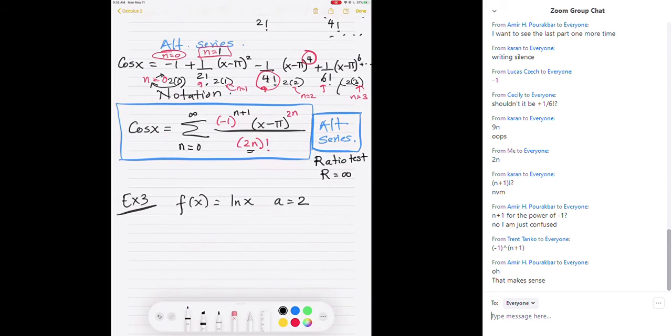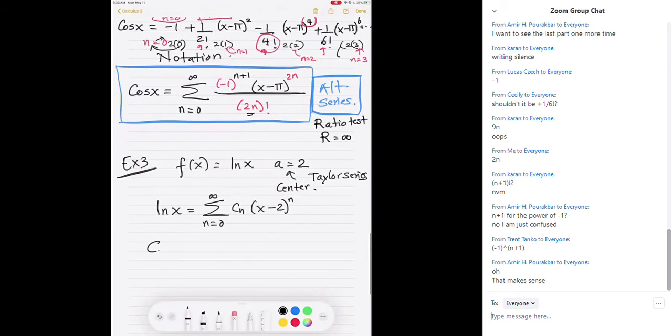So here we go. So when a equals 2, you know it's a Taylor series. You know this is the center. So you know what you're writing this as. You're writing ln x as summation n equals 0 to infinity c_n (x minus 2) to the n. So I'm going to make this ready. Well, what are those c_n's? Oh, this is the nth derivative of ln x at 2 divided by n factorial.